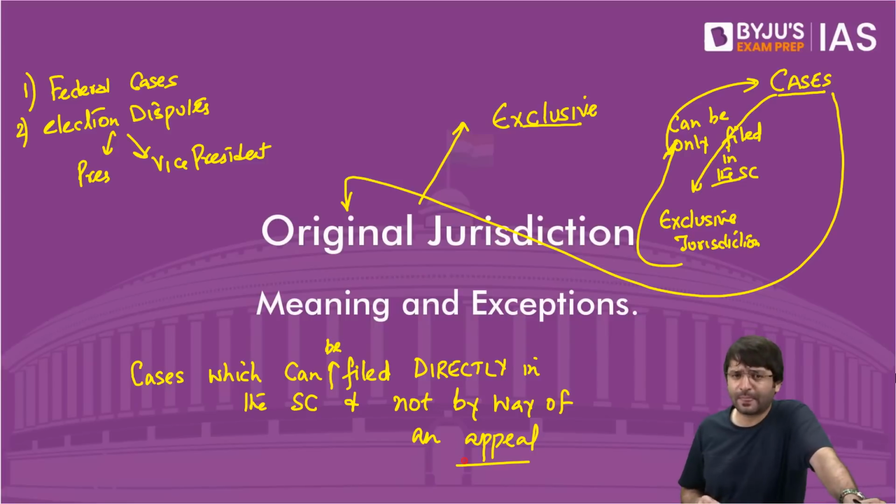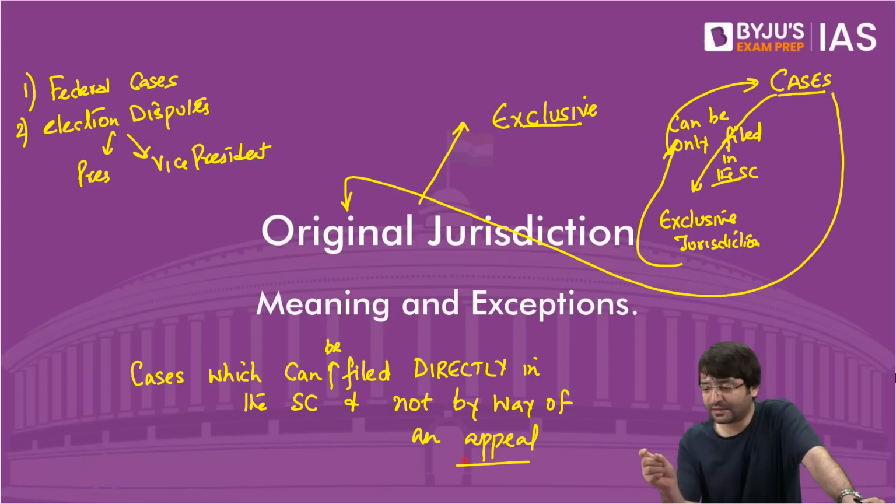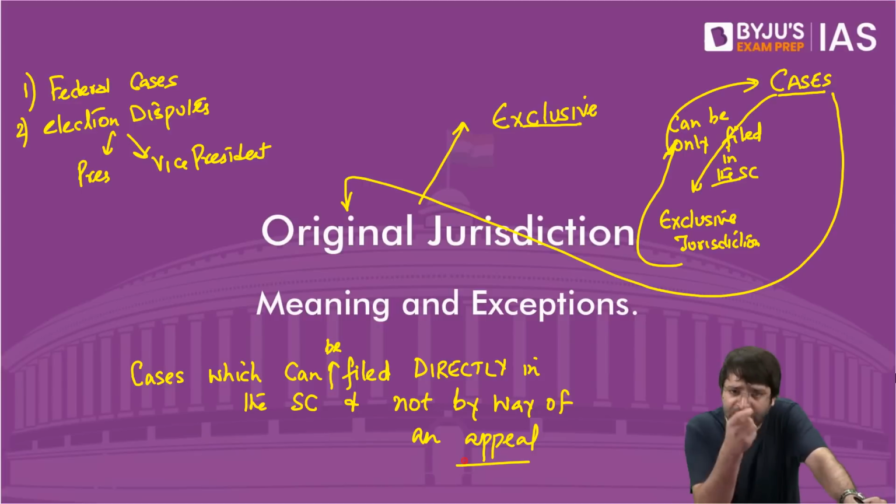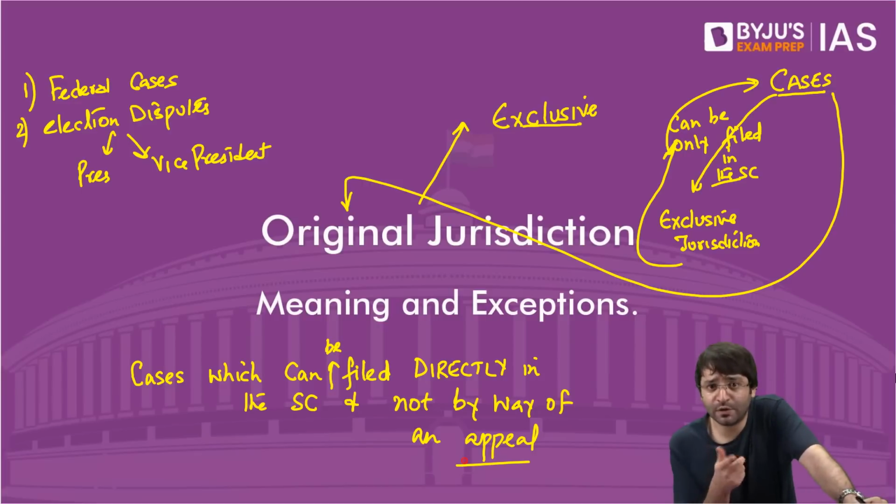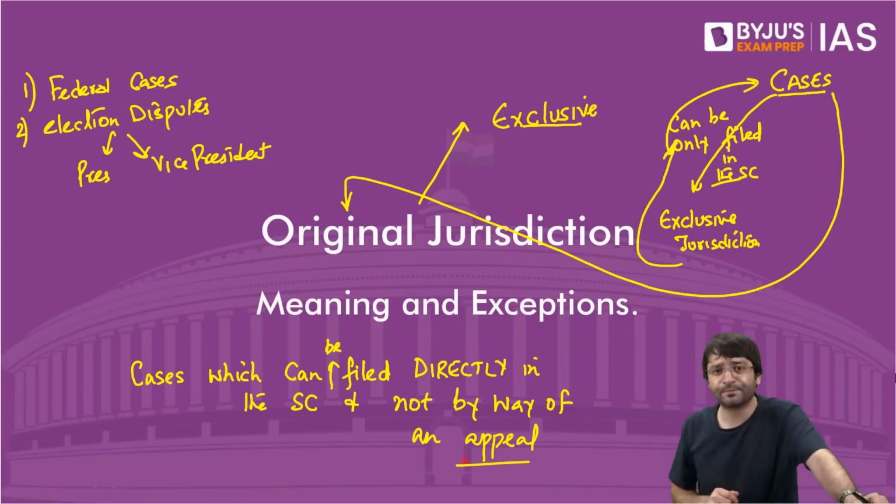What does that mean? There is a murder case, there is a dacoity case, there is a rape case, there is a corruption case, there is a money laundering case, there is FCRA violation case. All these cases, they are heard by the High Court. Clear? But if you're not satisfied with the judgment given by the High Court, where do you go? You approach the Supreme Court.